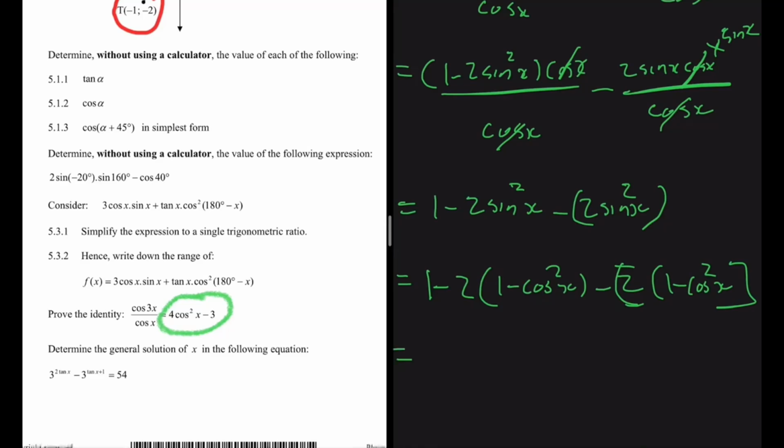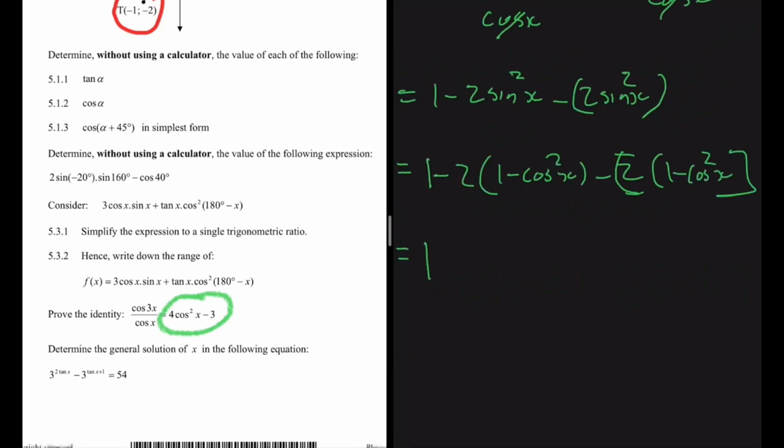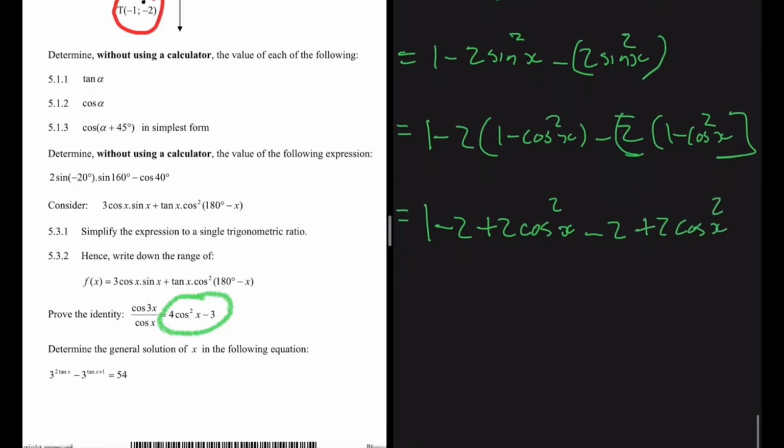So we're going to have 1, and then we have minus 2 multiplied by 1, so that will be minus 2. Then minus 2 multiplied by cos of x squared, that will be plus 2 cos of x squared. And then the other bracket, we're going to get minus 2 multiplied by 1, that will be minus 2. Then minus 2 multiplied by cos of x squared, that will be plus 2 cos of x squared.